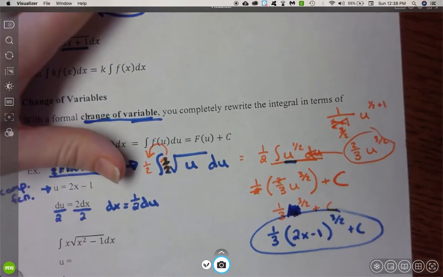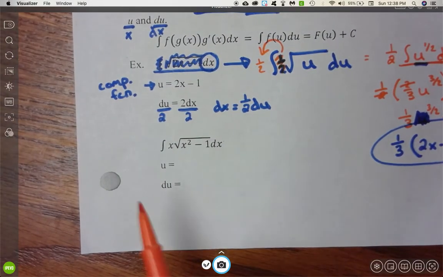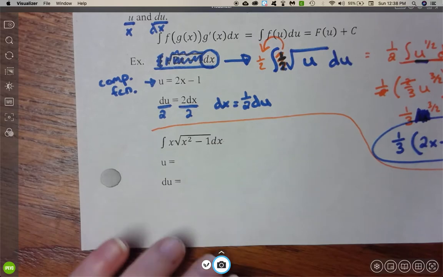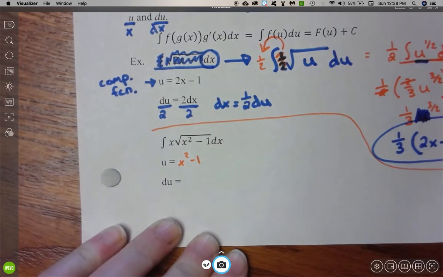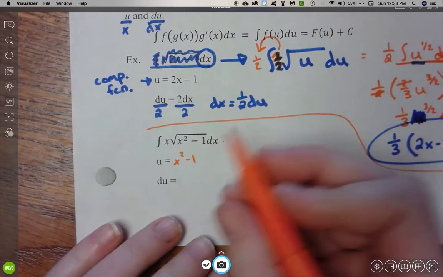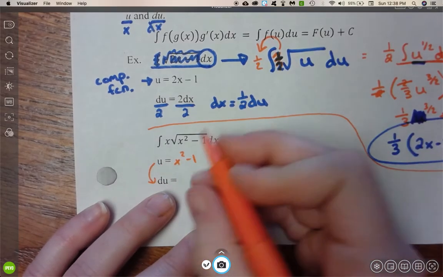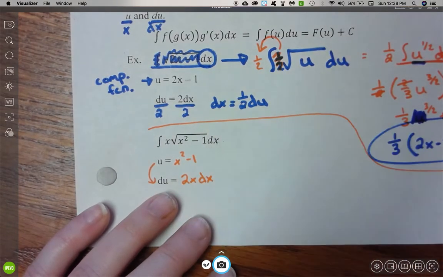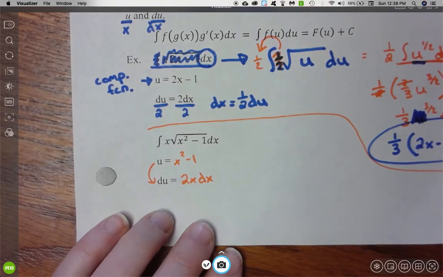Now this next one, same process again. We need to decide what we're going to label as u and du. The stuff that's stuck on the inside is x squared minus 1. Then we need to take the derivative of that. The derivative of u is du, and the derivative of x squared minus 1 is 2x dx. The derivative of x squared is 2x, the 1 goes away, and the dx stays on the end because that says I'm taking the derivative with respect to x. That's what he will look like, and then I just start to plug stuff in.